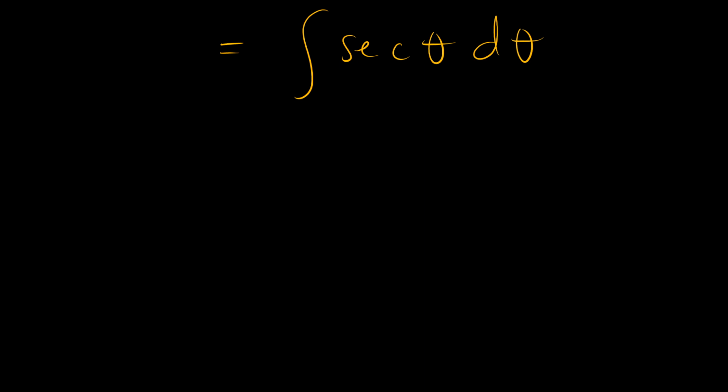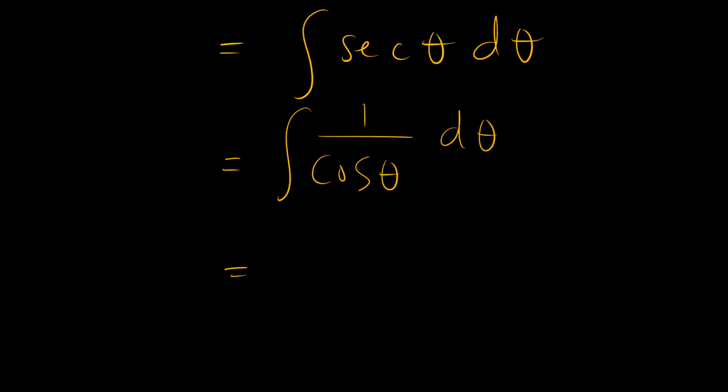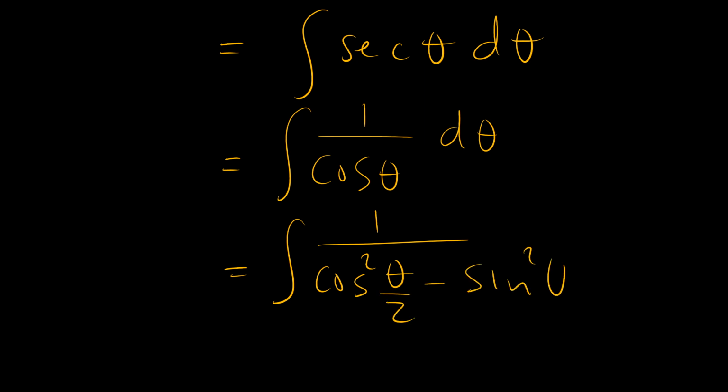So this is okay. We can solve this. If we write sec theta as 1 over cosine theta, we express it in the half angle formalism. So cosine theta is the same as cosine squared theta over 2 minus sine squared theta over 2.